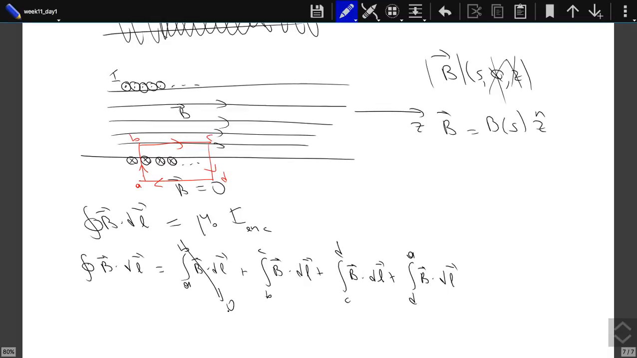Well, the same holds for C to D. As I go from C to D, my dl vectors are in this direction. B is either 0 or perpendicular to dl, so the integral from C to D is also 0. From D to A, I'm integrating over this line, but along this line, B is 0. So this is 0.